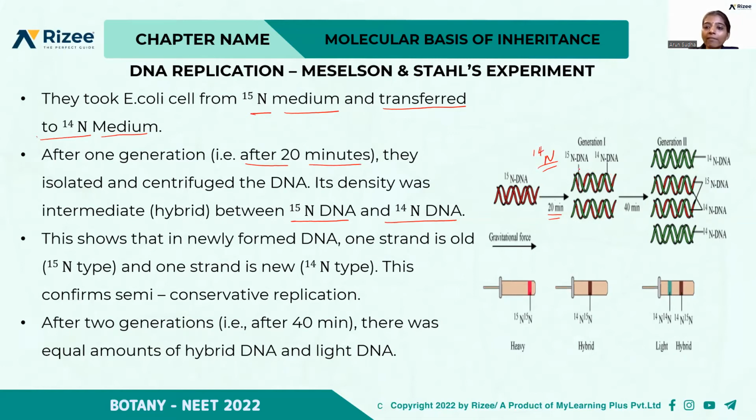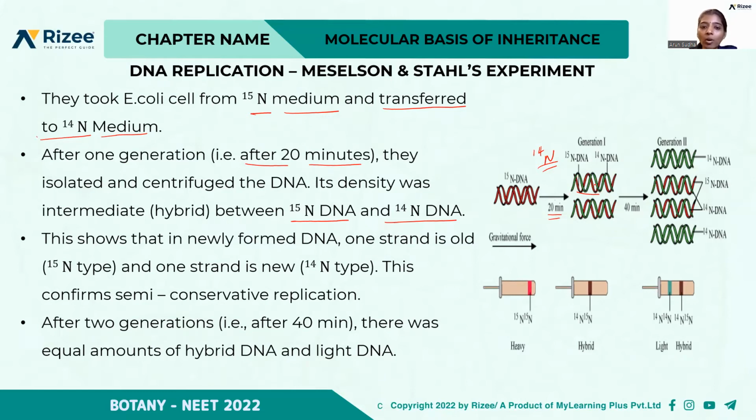Okay, so N15 and N14. And here also both the parental strands are present, and the green is a newly synthesized strand. Okay, so this type of replication is called the semi-conservative replication. That is, in the newly formed DNA, one strand will be from the parental DNA, the other one will be the newly synthesized DNA.